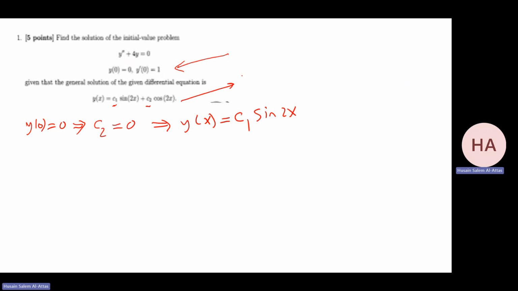Okay, also I need to find y prime since I have a condition for y prime. Y prime will be 2C2 cosine 2x minus 2C2 sine 2x. Now I have the condition y prime at 0 equals 1. That implies what? Actually, I don't need C2, I have only this one, but I did it for all, no problem. Just y prime at 0 equals 1, you get what?